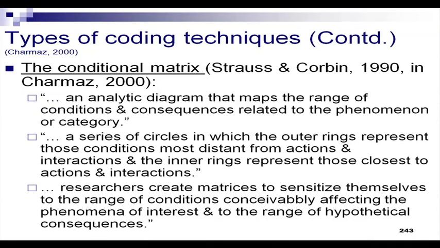The conditional matrix is an analytic diagram that maps the range and conditions and consequences related to the phenomenon or category. It's a series of circles in which the outer rings represent those conditions most distant from actions and interactions, and the inner rings represent those closest to the actions and interactions.